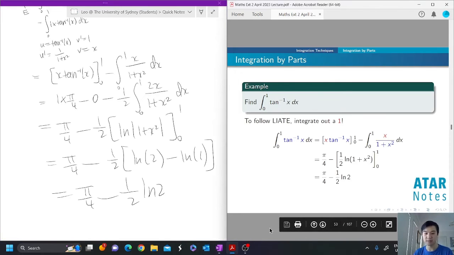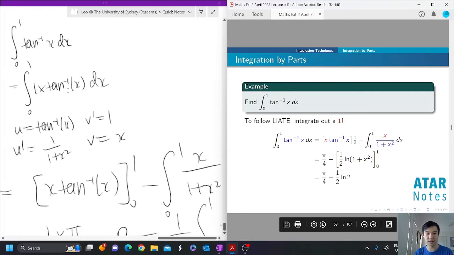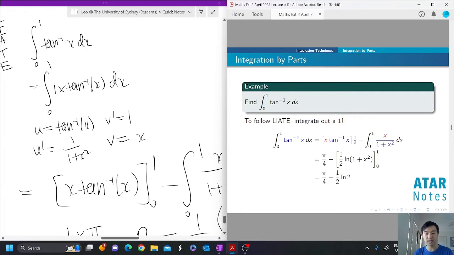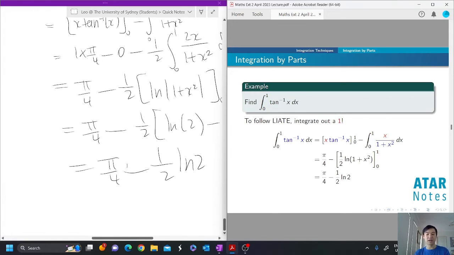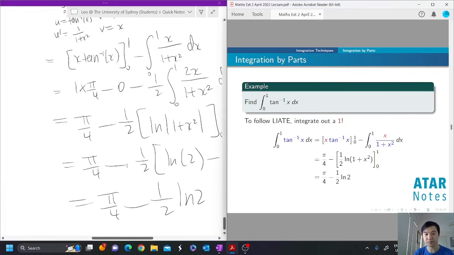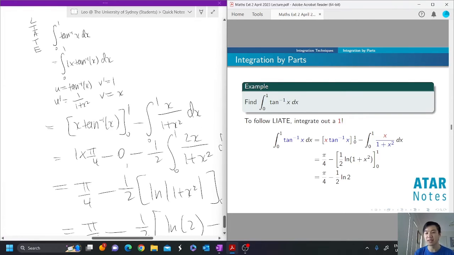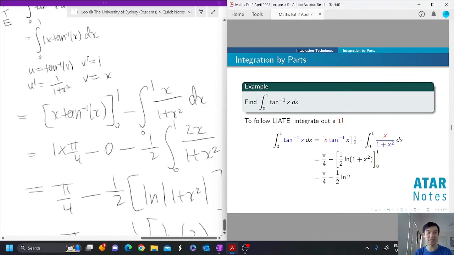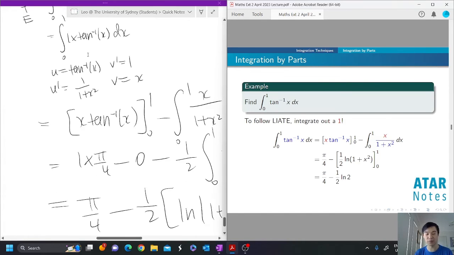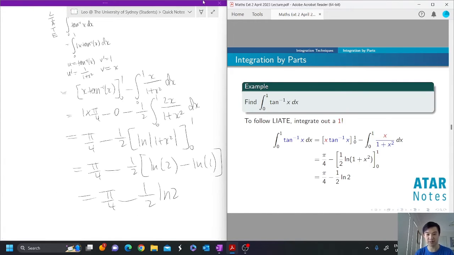So yeah, with LIATE, you just have a 1, then you would just let u be inverse tan and v dash be 1, and then you can apply integration by parts in order to get your result, which is going to give you pi on 4 minus half ln 2. So yeah, integration by parts is useful, but it can be cumbersome sometimes, but in this case, this was pretty straightforward. It's really nice because it is basically a rearranged version of the product rule that helps us to do integration.